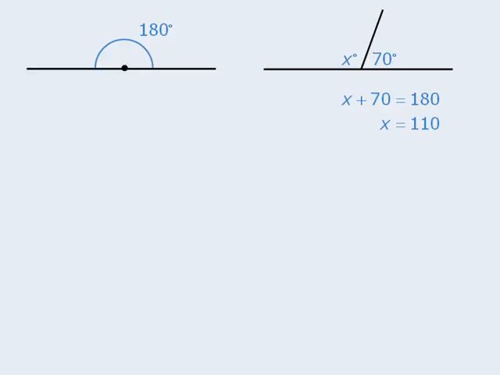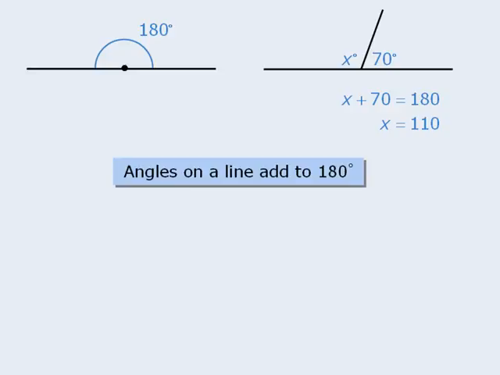To summarize this finding, we can say that the angles on a line must add to be 180 degrees. So for example, if we have these three angles on the same line, we know that the sum of those three angles must be 180 degrees.